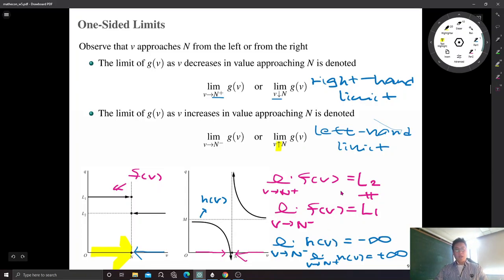So in this example, the limit takes a finite value of L2 or L1 depending on the direction. Then we say at least one-sided limits exist, but the two one-sided limits are different. But in this example, h of v diverges either to negative infinity or to positive infinity. So the limit value takes an infinite value, then we say the limit does not exist.